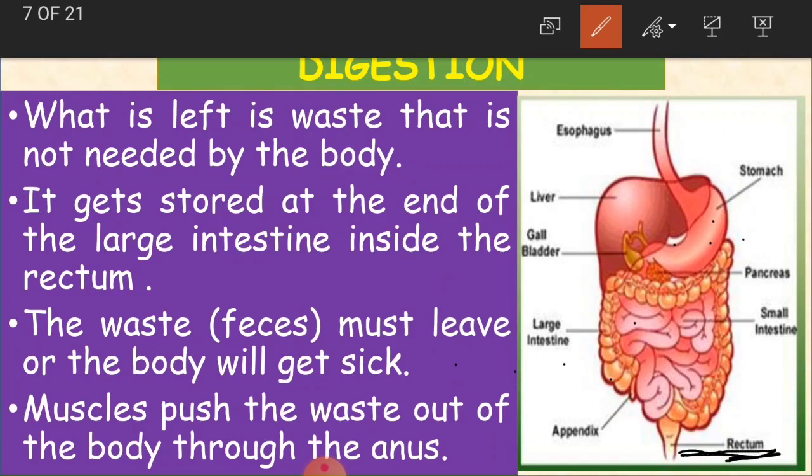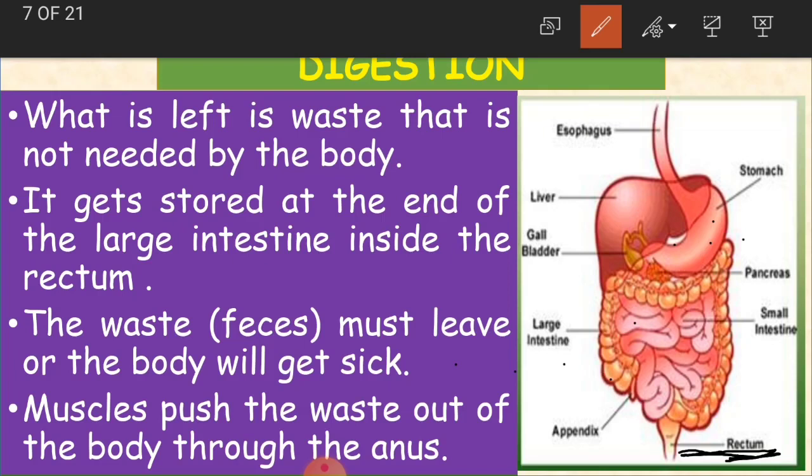And now what happens? The waste, that is the feces, must leave or the body will get sick. I already said the waste must be removed from the body, and now the waste here must leave or the body will get sick. If the waste is not removed from the body, it becomes unhealthy for the body. We'll get sick. So that is why the waste must be removed.